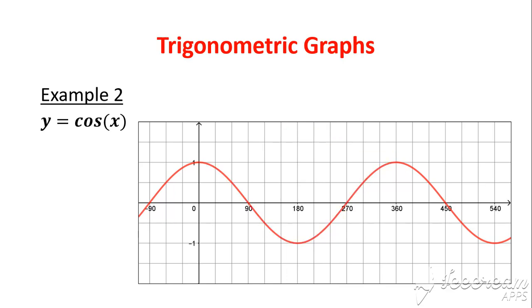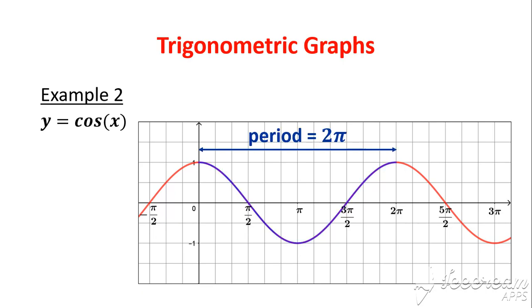Now again, we can draw the cosine graph in radians. Instead of degrees on the x-axis, we could change it into radians. Everything looks the same apart from us talking about the period now. It is 2 pi instead of 360 degrees.